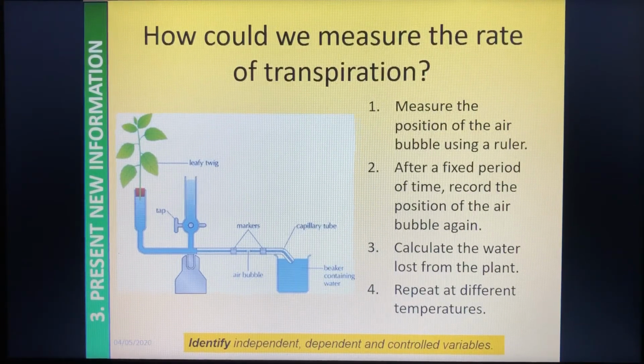The program that we're using today also allows us to change the number of leaves. So there's lots of different independent variables that we could look at. We're going to look at different temperatures, and I think we're going to look at airflow as well. So we're looking at two independent variables there.